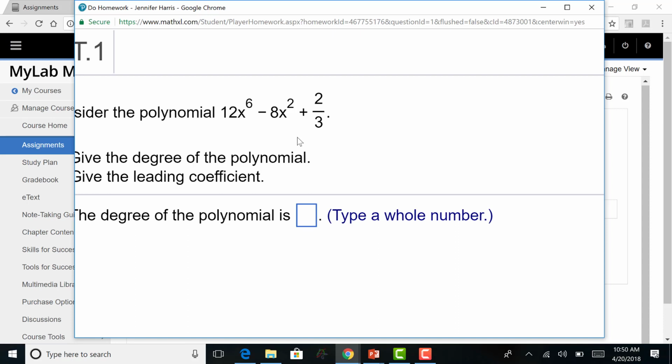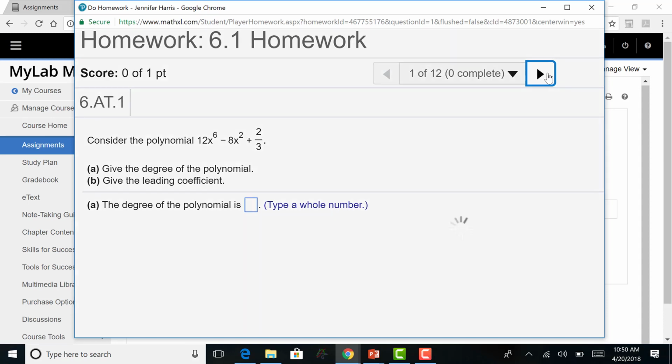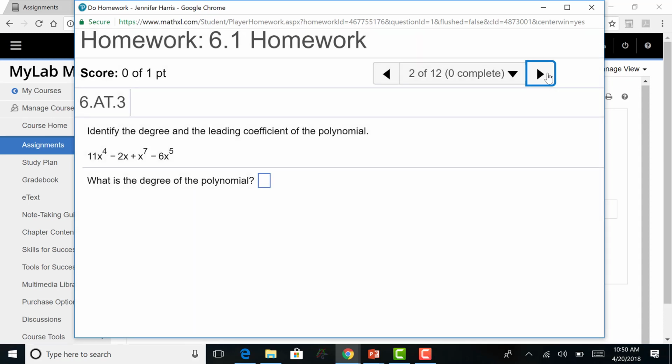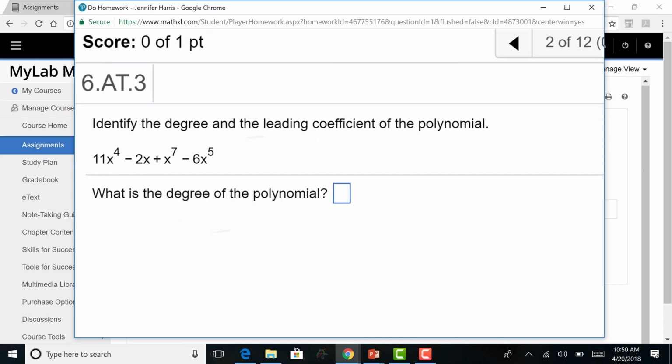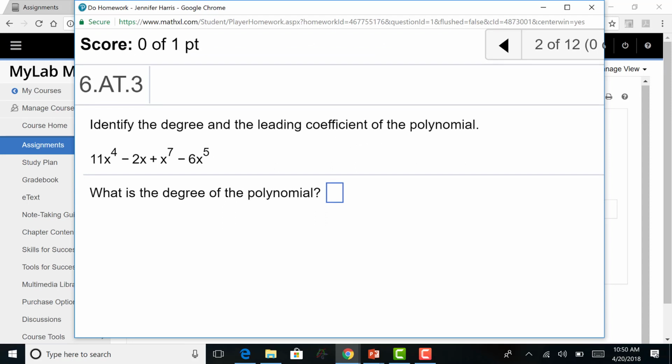You'll see something like that on the homework: if it's not in the right order, put it in the right order, then tell me what the leading coefficient is. Always the one that has the highest, always in the front. Look at this one. Identify the degree. X to the 7th, so it's the 7th degree. What's the leading coefficient? 1. So always the highest exponent comes first, then the next highest, then the next highest. That's the order it should be put in. Okay?